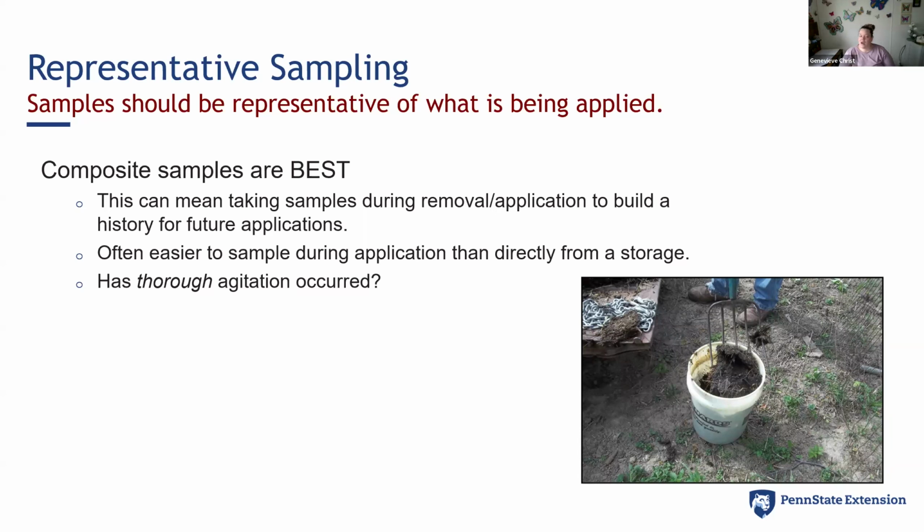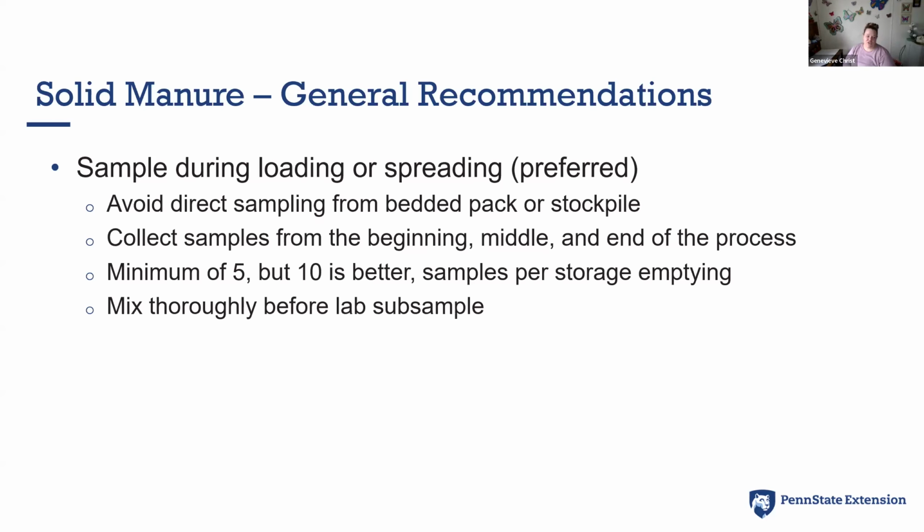And we want to sample this per the storage type that we are emptying. So thinking about our solid manure, if we have a heifer bedded pack and we have a steer bedded area, we want to be sampling per storage that we are emptying and sending off separate samples. We don't want to be sending one sample for the whole farm for all the manure. And we want to make sure that we are thoroughly mixing those subsamples before we put them together and send them off.